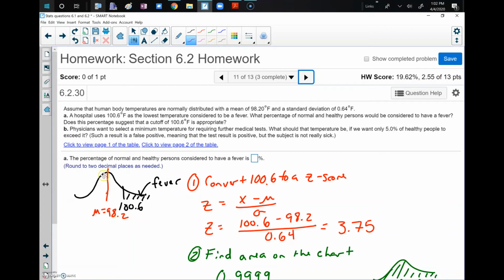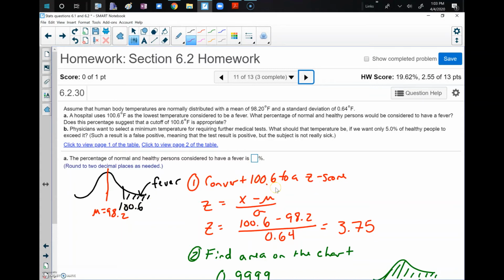So we know the mean is the highest point in the center, 98.2, and the fever amounts to the right of that mean, it's 100.6. And to be considered a fever, it's going to be values above that temperature. So we're looking at the area to the right underneath my curve. So again, I'm trying to get a percent value, but I have a data value. So the in-between step is to find the z-score.